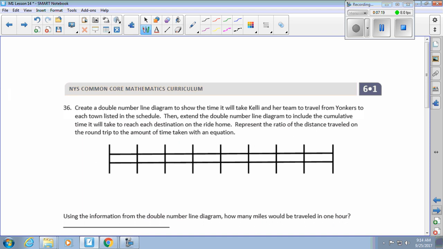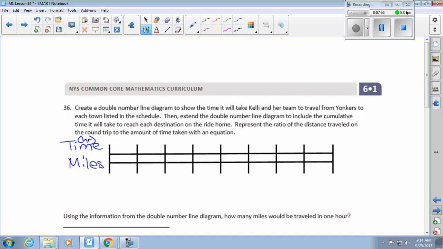So we're going to create a double number line to show the time it will take Kelly and her team to travel from Yonkers to each town listed. Then extend the double number line to include the cumulative time it will take to reach each destination on the ride home. So they want her trip there and back. So let's do time and miles. So time and distance, it probably should have said, but our time, we're talking about hours, and our distance was in miles.